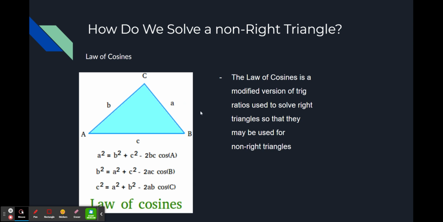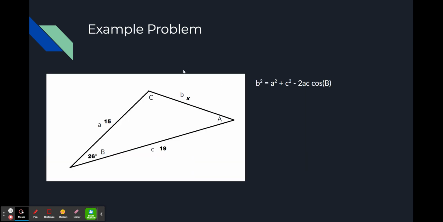So now I'm going to show an example problem. I've labeled out the sides, so it's a bit easier. This would be a, this would be b, this would be c. This would be angle A because the side here correlates to that angle. Same with the rest of the angles and sides. And knowing this, we're trying to find x. And we're going to put that into this equation.